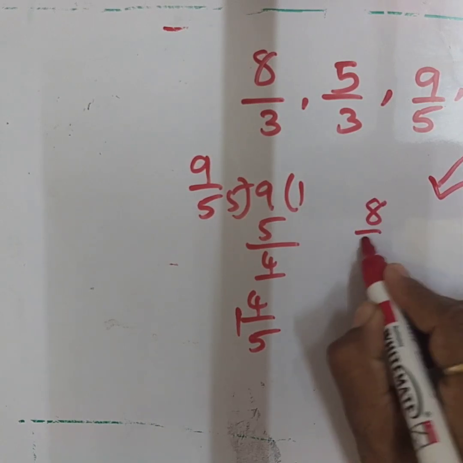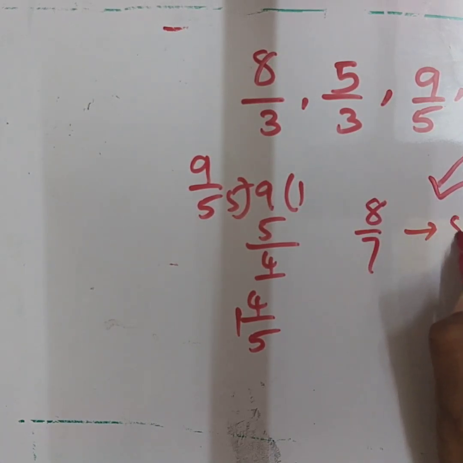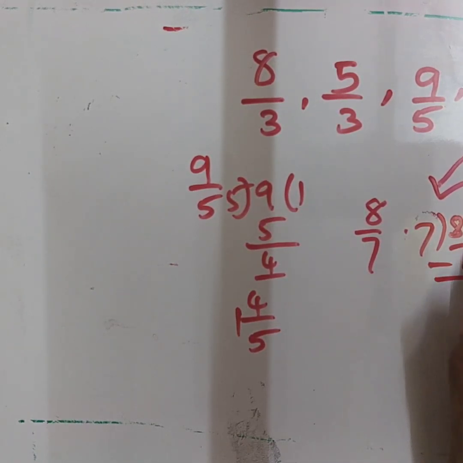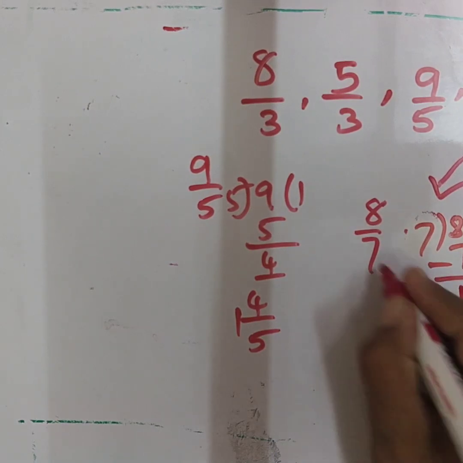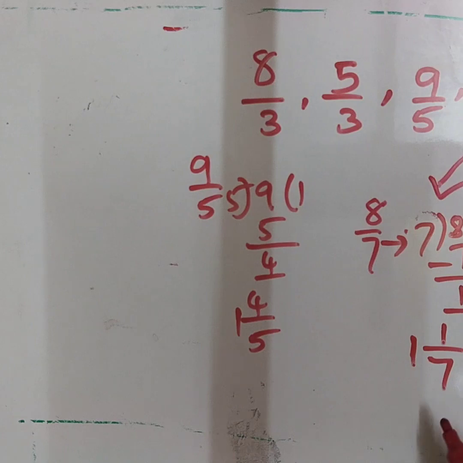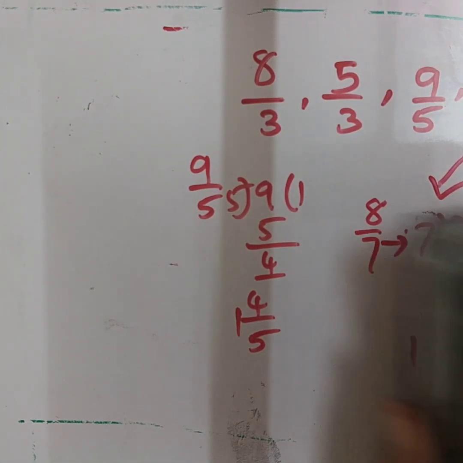Next, coming to 8/7, I am going to divide 8 by 7. So 7 1s are 7. By subtracting we are getting 1. So 1 is the numerator and 7 is the denominator, and 1 is the quotient. The quotient 1 I am going to write as the whole part. Okay, 1 1/7 is the answer.